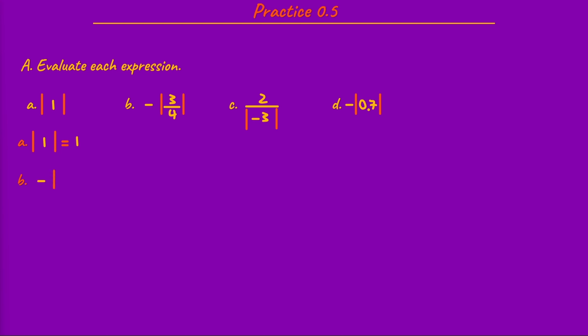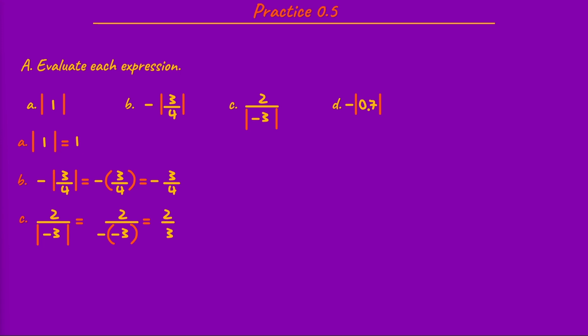Then we have negative the absolute value of 3 over 4. So the absolute value of 3 over 4 will be the same number, which is 3 over 4. However, it will be multiplied by the outside negative, so the answer will be negative 3 over 4. Now, the next expression we have is 2 over the absolute value of negative 3. So we have 2 as it is. However, it will be divided by the absolute value of negative 3, which is 3, and the final answer will be 2 over 3.